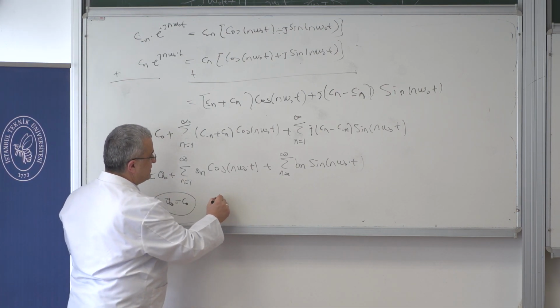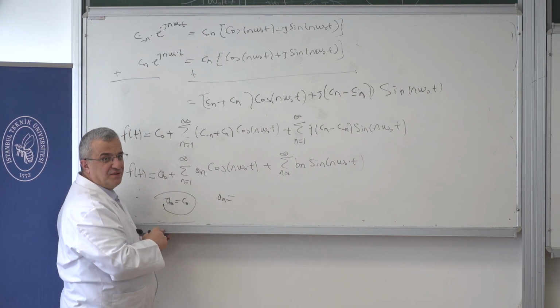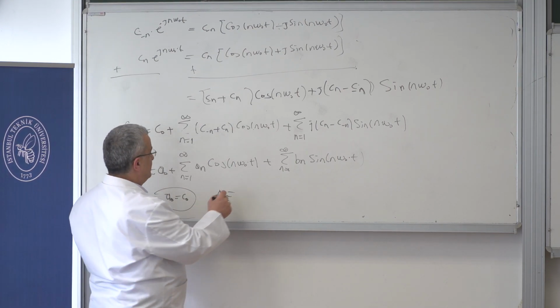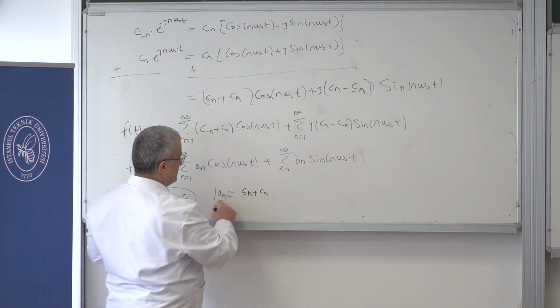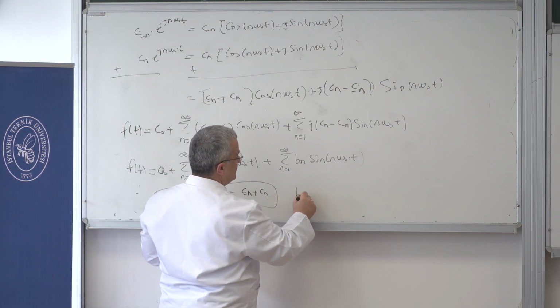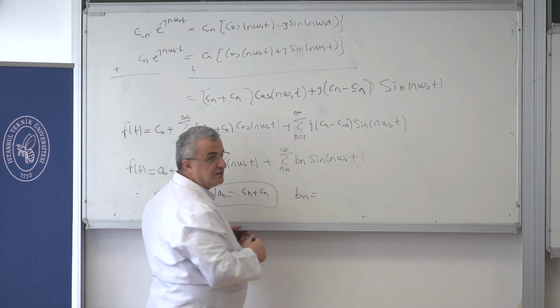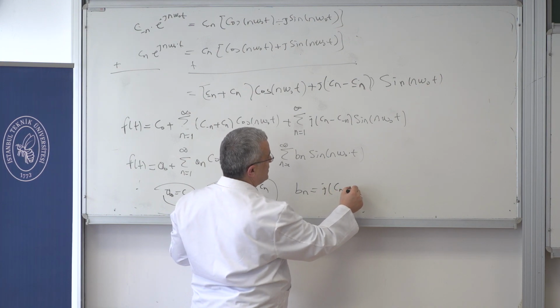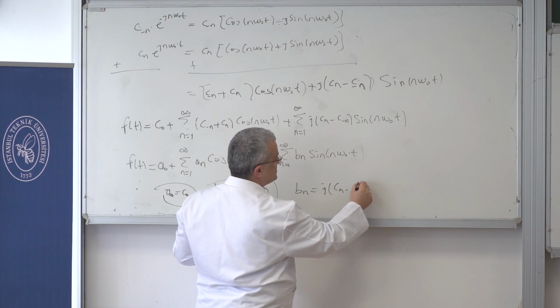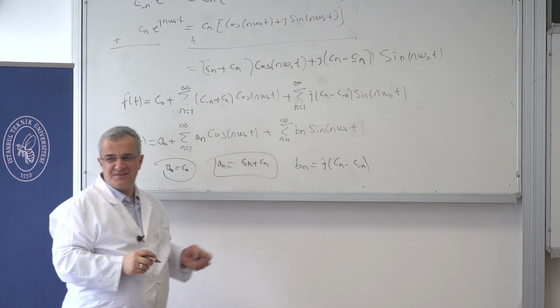What is An? An is c minus n plus Cn. What is Bn? Bn is j times Cn minus c minus n. That's it.